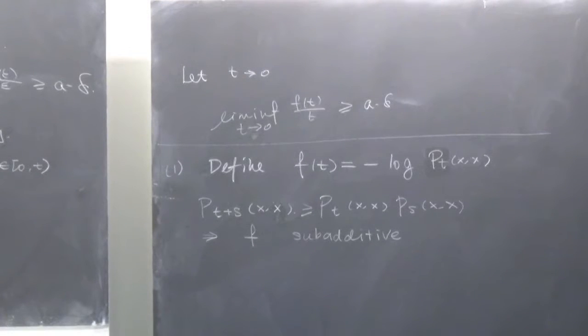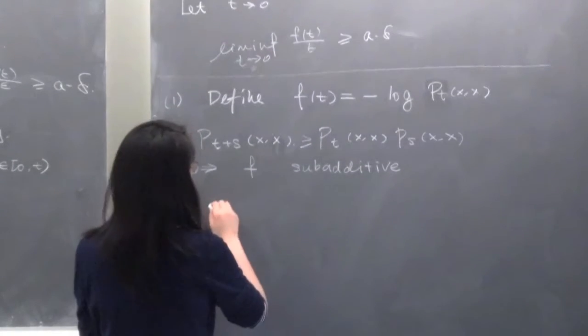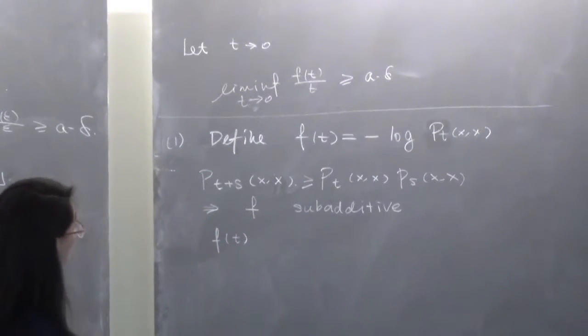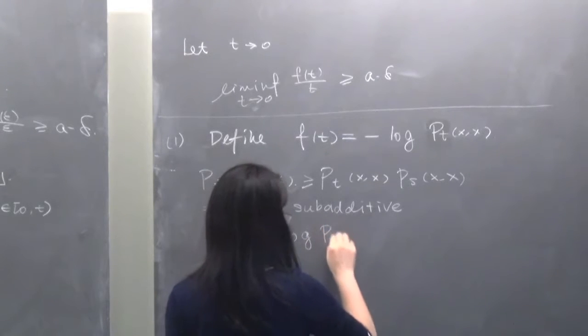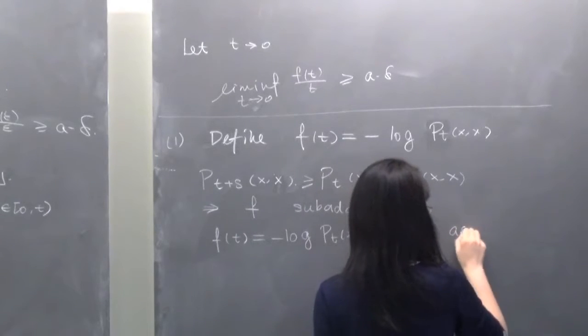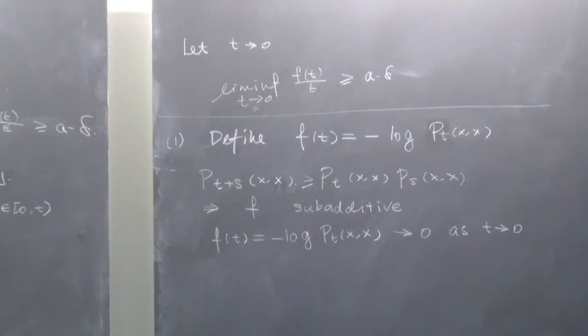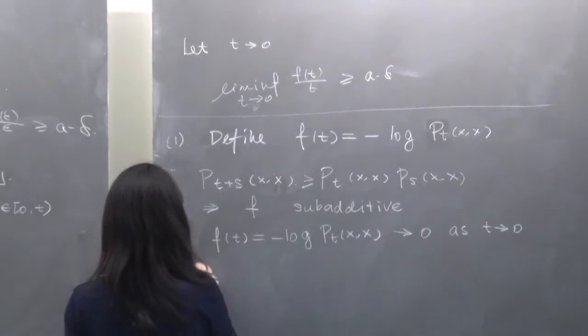And in order to say the limit exists, we only need to check f as t goes to 0, it goes to 0. So we only need to look at what happens when t goes to 0. When t goes to 0, we already know that p_t goes to 1. So minus log goes to 0. So now we have checked that if we define f(t) as minus log p_t(x,x), then it satisfies the two conditions in this lemma. So first, as t goes to 0, it converges to 0. And second, there is subadditivity. So by the lemma we proved, we can conclude that the limit exists.